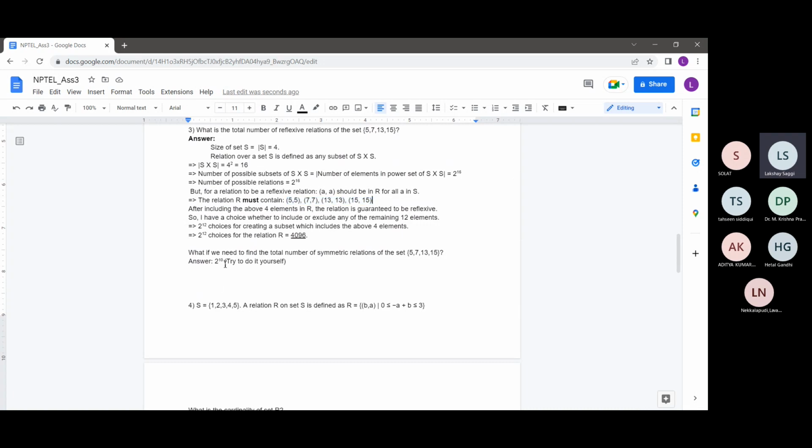So here what we'll say is that the relation R, basically, if I choose something like, let's say, (AI, AJ), then (AJ, AI) should also be included. So similar sort of arguments can be applied here to find this answer, 2 to the power 10. So I'll just leave it to you guys for now.